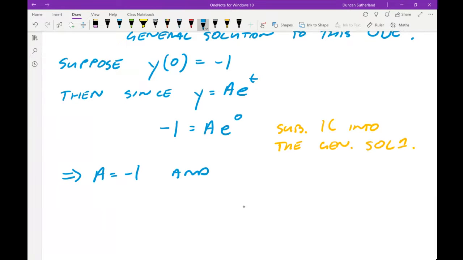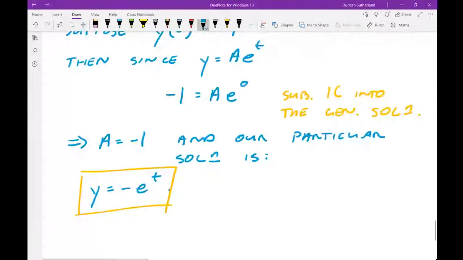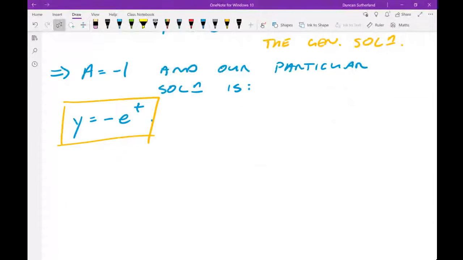And our particular solution is y equals -e to the t. All right, so that's how we can go ahead and solve these types of problem. And there's lots of different separable equations.